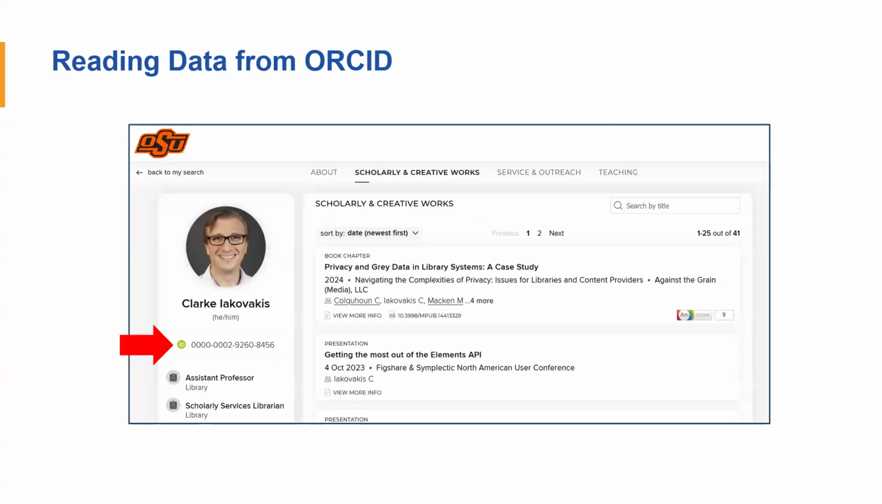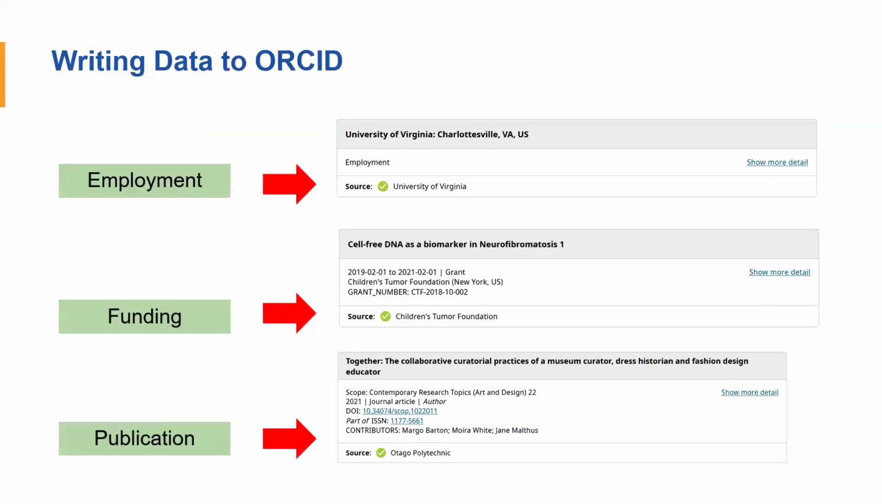Depending on your integration, you can read or pull data from ORCID. For example, getting the ORCID ID and citations to display with your faculty profiles. You can also write or push data to ORCID records using the Member API key. When you use your Member API to write data to ORCID, your organization becomes the source of that data in your researcher's ORCID record. As you can see here, an employment data with University of Virginia, funding information with Children's Tumor Foundation, and publication citation with Otago Polytechnic.